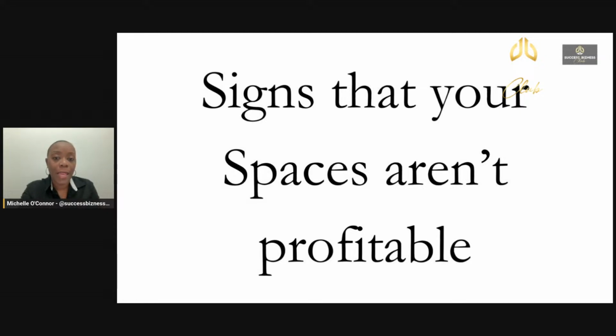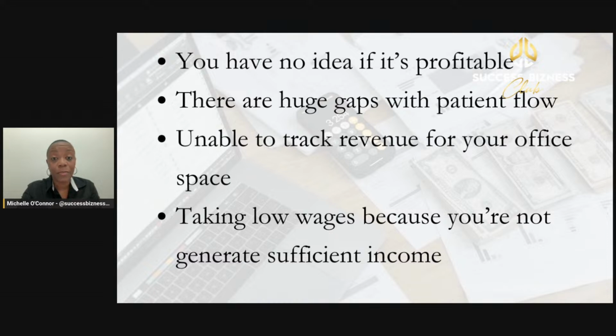So what are some of the signs that your spaces aren't profitable? One, you have no idea if it's profitable. That's the very first thing. You're not able to answer the question easily: Am I making enough money? Am I generating the profit that I need to be generating? So that is one sign that your office is not profitable.